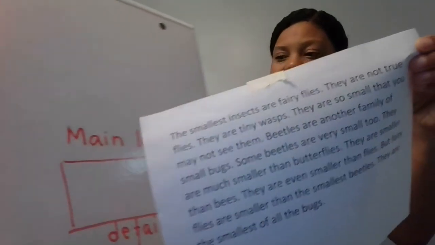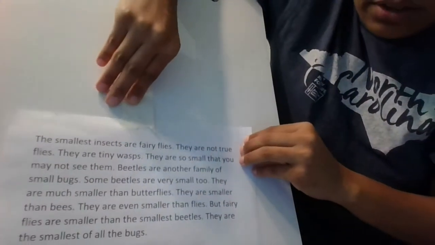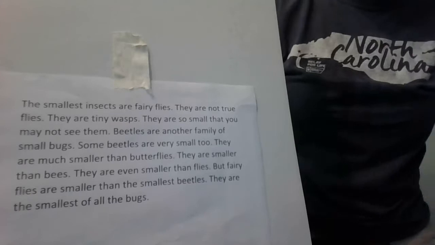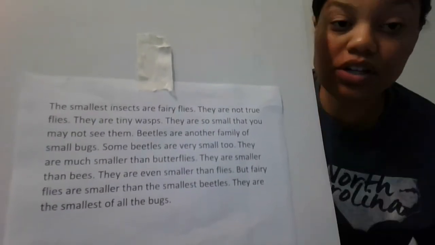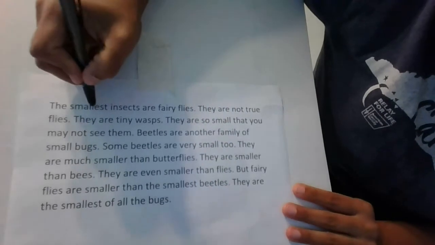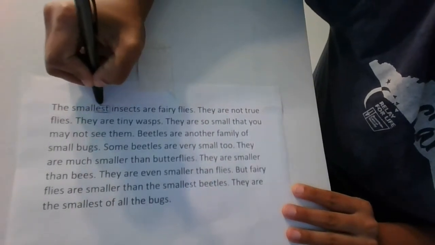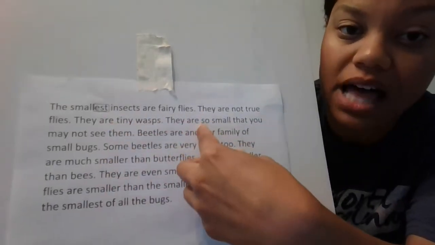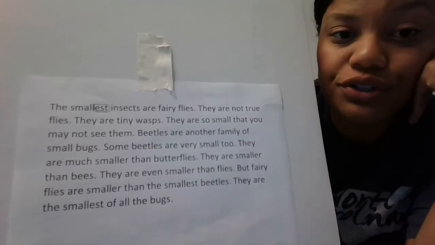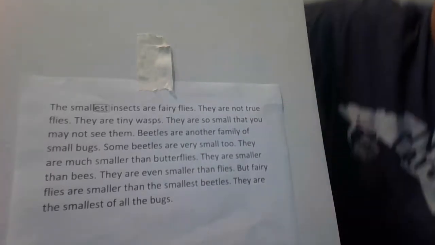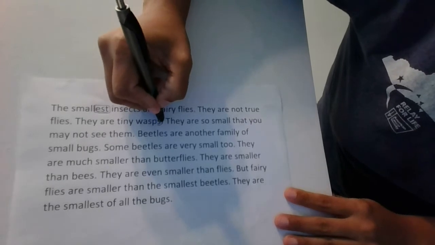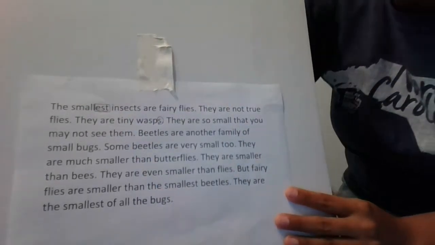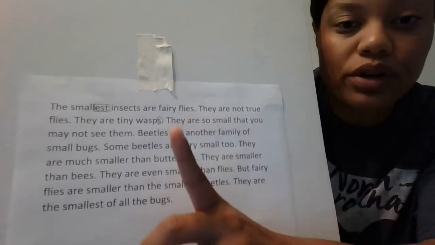So just looking at this passage, let's go through and let's circle some of those suffixes that we actually see in the passage. And I'm just going to go sentence by sentence. The smallest. So I already see right here my est suffix, okay? The smallest insects are fairy flies. They are not true flies. They are tiny wasps. So here, I'm adding that suffix s, and I'm actually making this plural, so I know that there's more than one wasp.